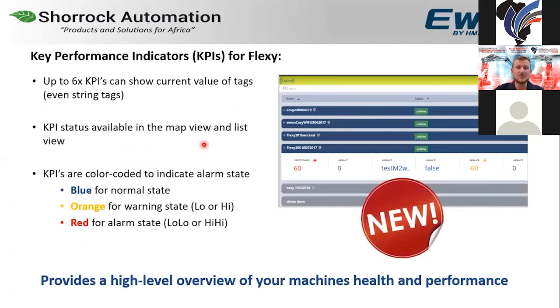In terms of KPIs or key performance indicators, the Flexi allows up to 6 of these tags to be selected as KPIs. And on the M2Web platform, these KPIs are then displayed also with color notification for alarm state. So for instance, blue is normal, orange would be a warning, and red would be an alarm state.